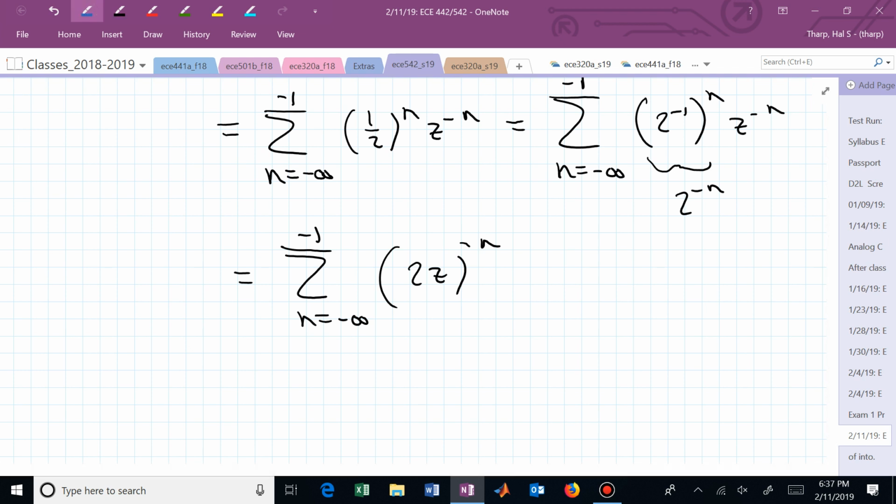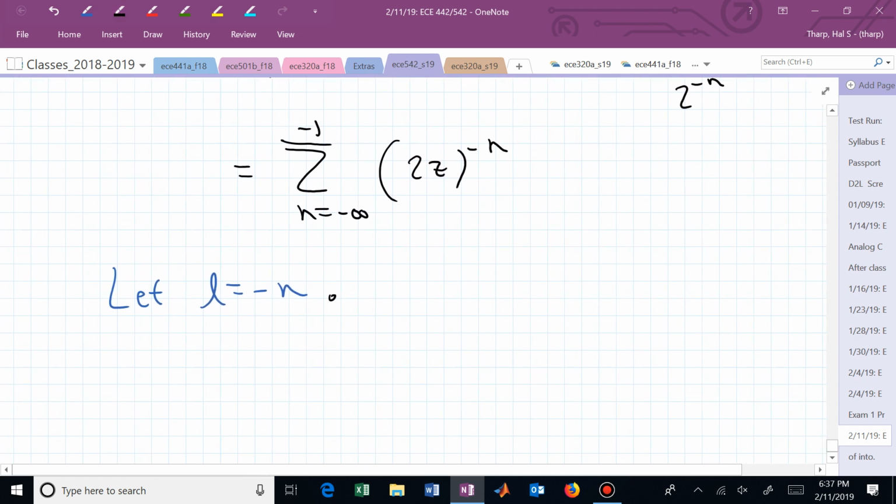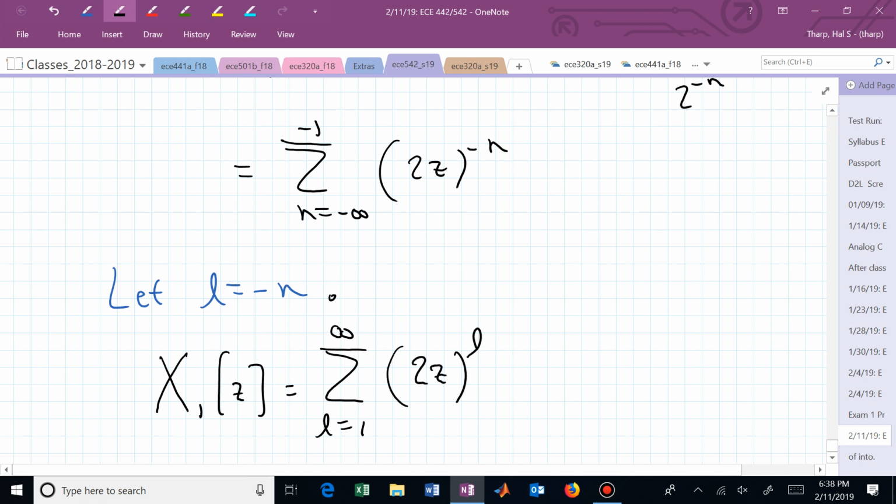And that may be confusing, so let's clean it up. Suppose we now let L equal minus n. Since I like to play with positive powers, if L is now minus n, and n was going from minus infinity to minus 1, capital X sub 1 of z is now going to be this sum from L equal 1 to infinity of 2z to the L.